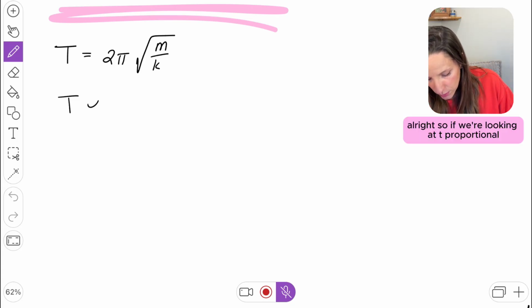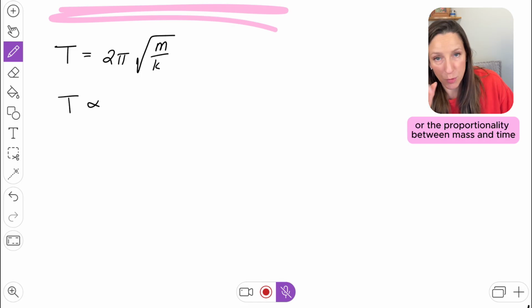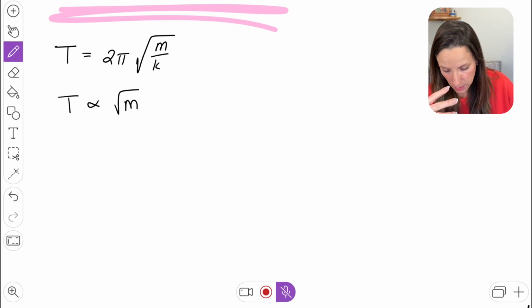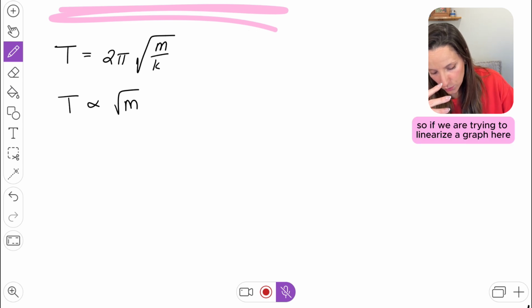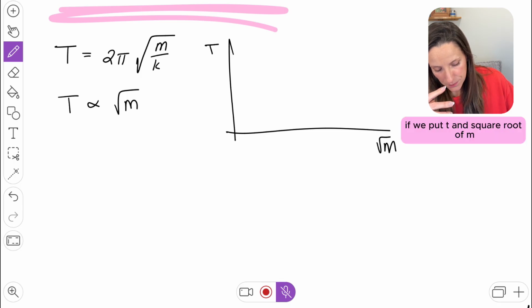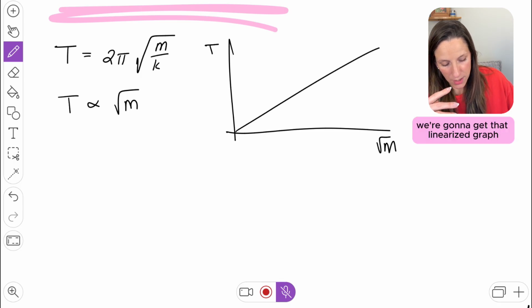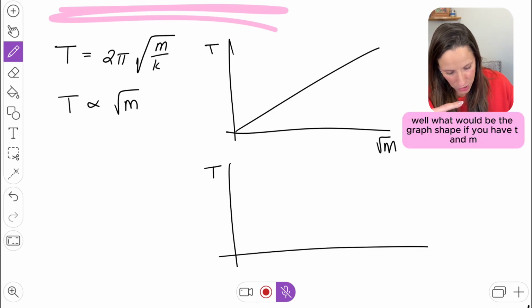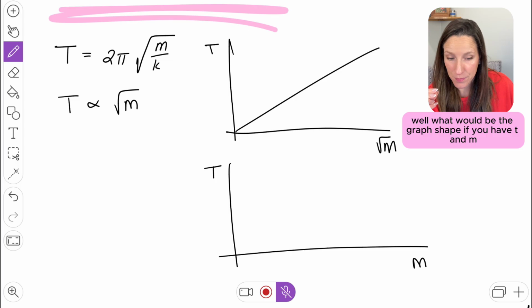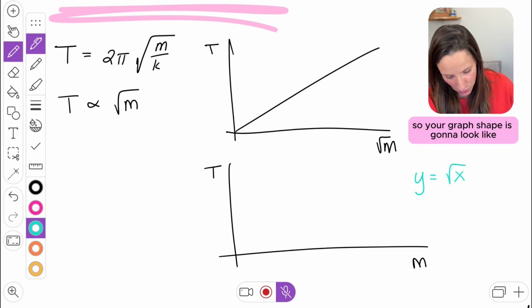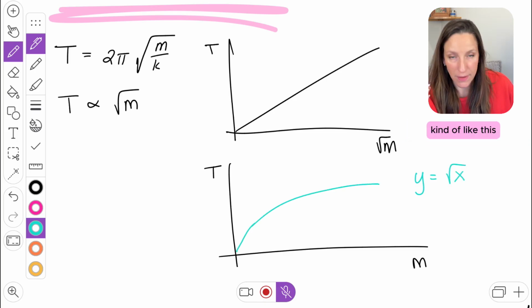All right, so if we're looking at the proportionality between mass and time, T is proportional to the square root of m. So if we are trying to linearize a graph here, if we put T and square root of m, we're going to get that linearized graph. If we're just looking at what would be the graph shape if you have T and m, that is going to look like a graph of y equals square root x. So your graph shape is going to look kind of like this.